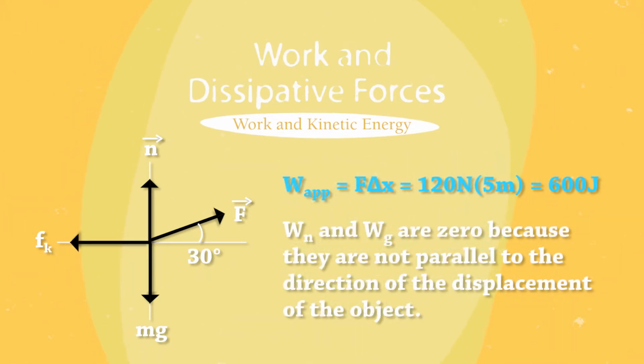Let us now calculate the net work. The work applied is equal to force multiplied by the distance delta x, which is equal to 120 newtons multiplied by 5 meters, which is equal to 600 joules.